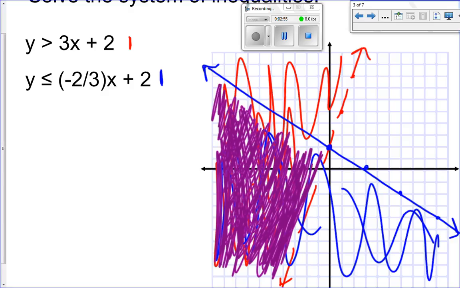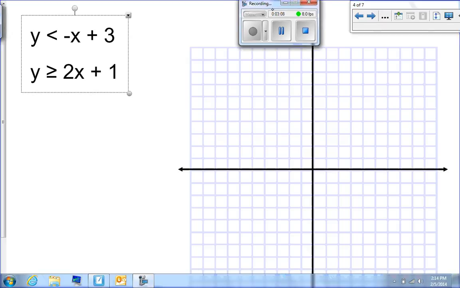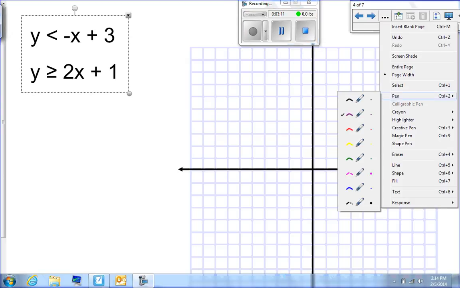All right, so I want you guys on your own right now to try and graph these two inequalities. Y is less than negative x plus 3 and y is greater than or equal to 2x plus 1. Pause the video, graph these on your own, and then I will go and from there and do it on my own.